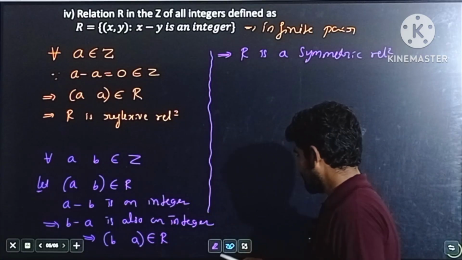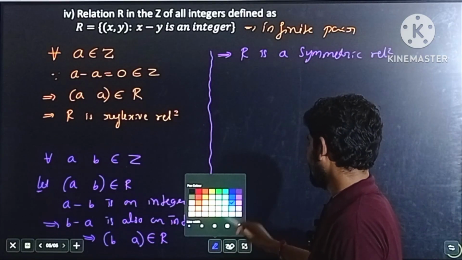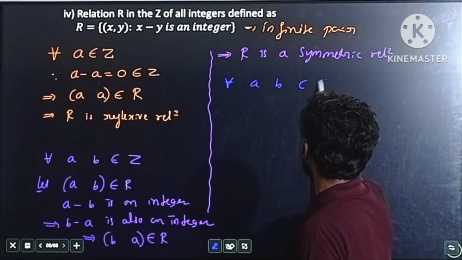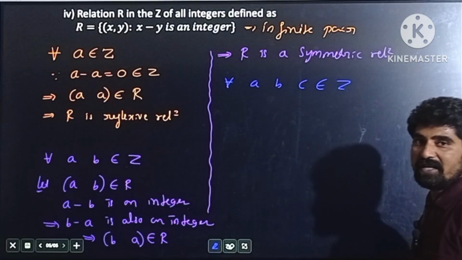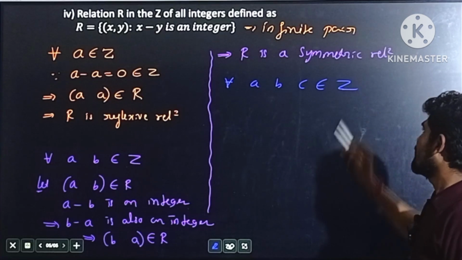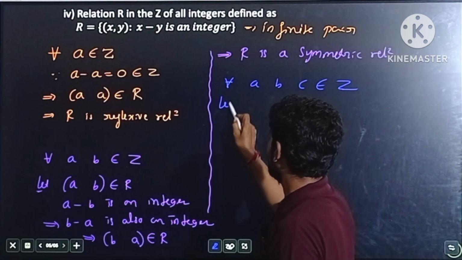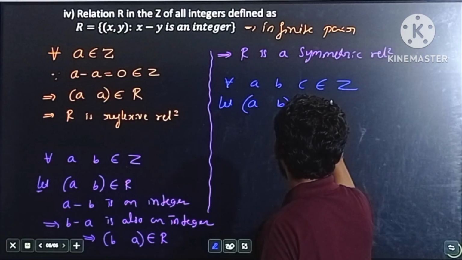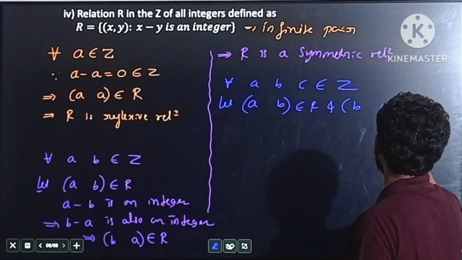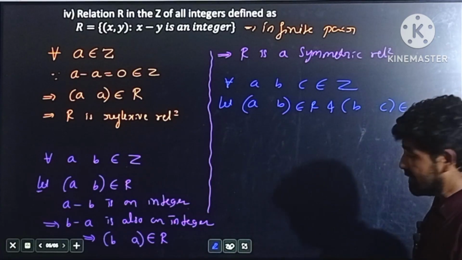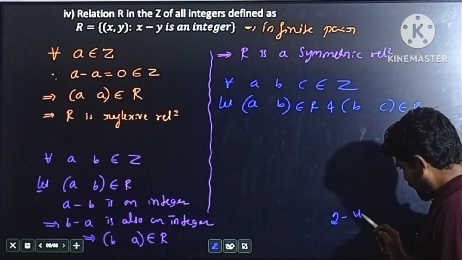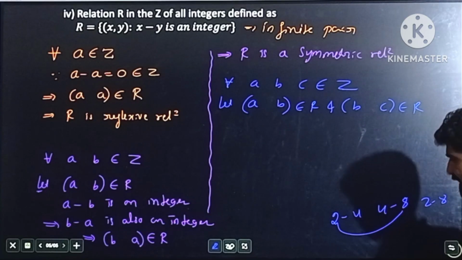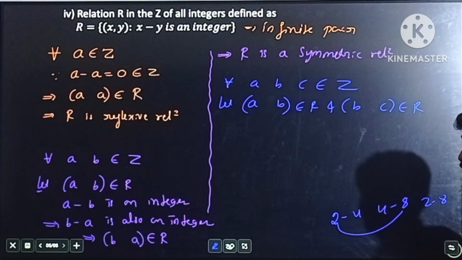Now for the transitive relation, consider three elements a, b, c belonging to the defined set of integers. Consider two pairs. Let the pair ab belong to relation R and bc belong to relation R. As I discussed, if 2 minus 4 is an integer and 4 minus 8 is an integer, then definitely 2 minus 8 is also an integer. I hope all of you understood.